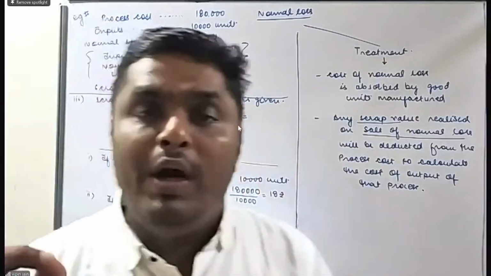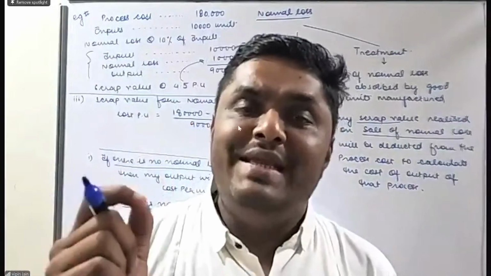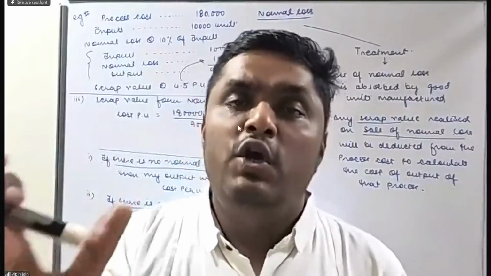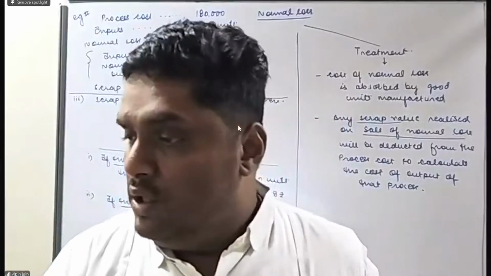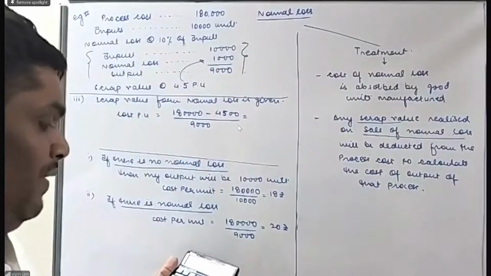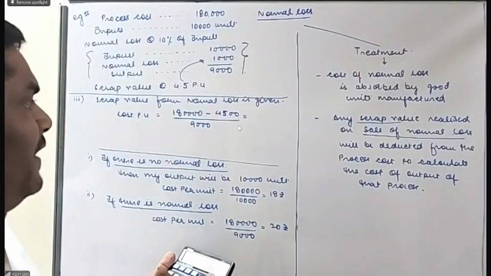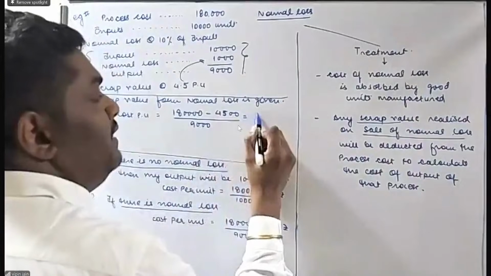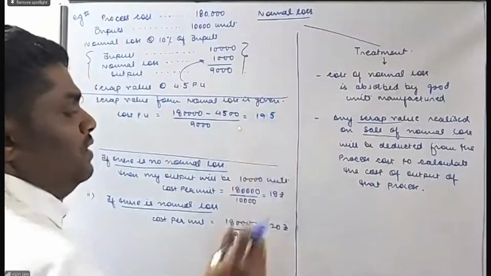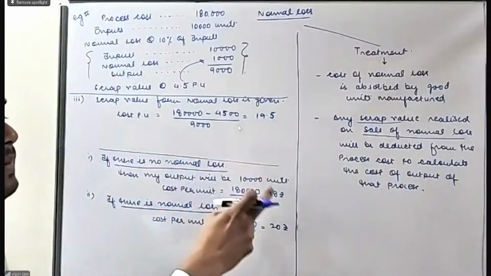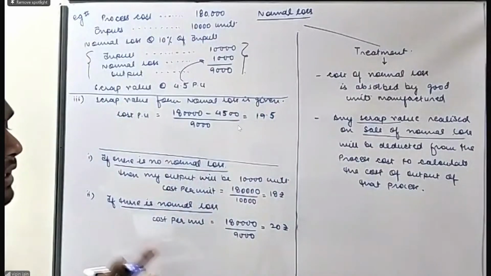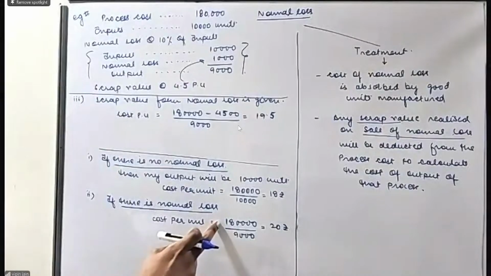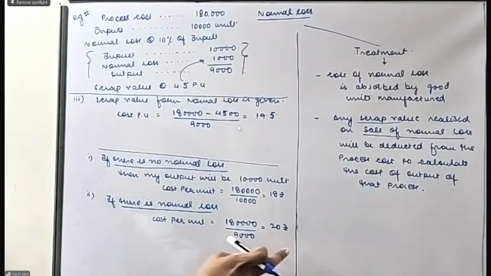So as I said, whatever the scrap value that is realized on sale of normal loss will be deducted from the process cost to calculate the cost of that process. So herein, 1,80,000 minus 4,500, divided by 9,000, is 19.5. So first question, if there is no normal loss, the cost per unit will be 18. If there is only normal loss, then cost per unit will be 1,80,000 divided by 9,000, that is 20.